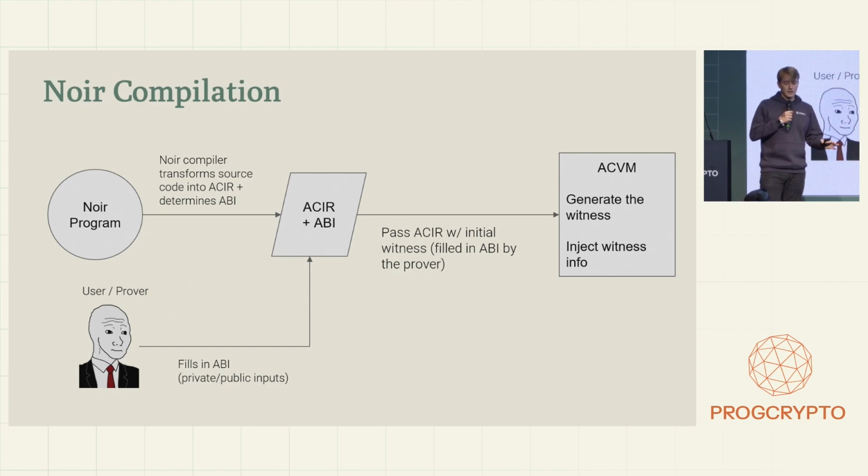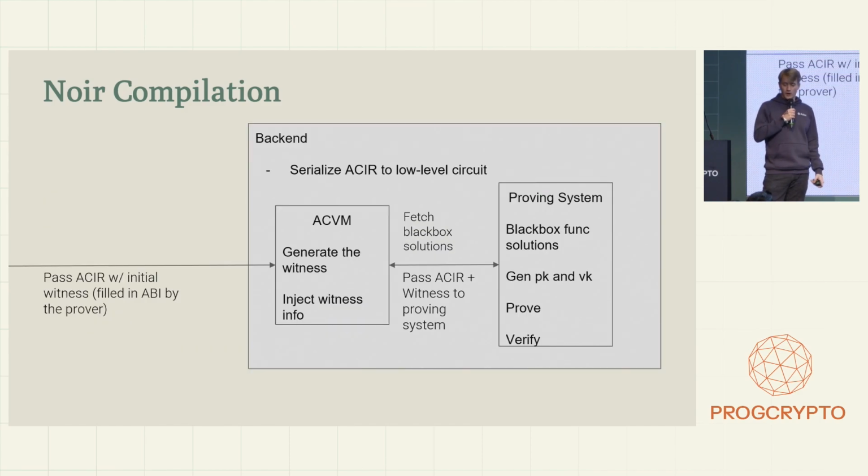Then the ABI is going to be filled in by a user who is also the prover, and that's going to create the initial witness. This initial witness is then going to get sent along to the ACVM, the Abstract Circuit VM. And then finally, we're going to send that ACIR to a proving system to construct a proof and verify that proof.